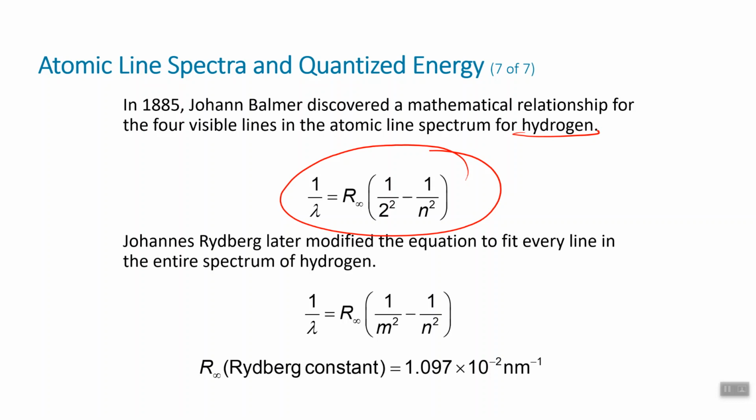But Balmer essentially described this equation for hydrogen because it only has two energy levels. But then Rydberg generalized this to any energy level here. And this here is the Rydberg constant.